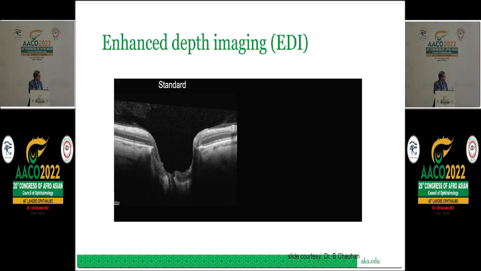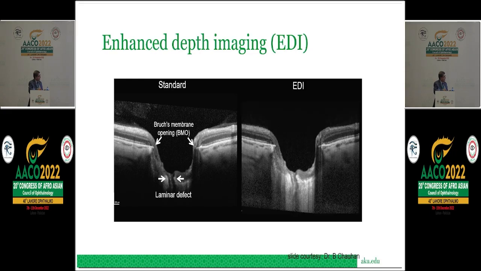So this is enhanced depth imaging using standard OCT, and then with what's called EDI, you can see laminar defects, almost like micro pits. And these are actually evidence of damage or progression. So in the future, we'll have the ability to map these and show them more carefully. Okay, so this is a laminar defect.